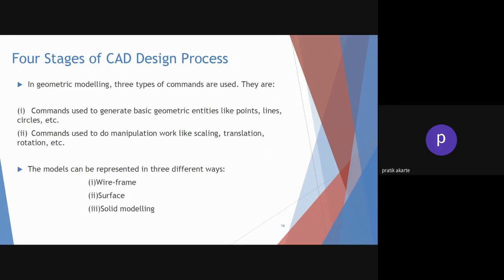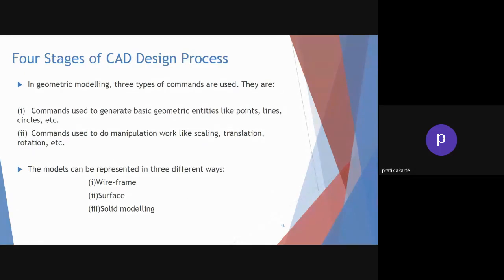In geometric modeling, there are three types of commands used, and this is very important to know as far as the basics of CAD are concerned. The first type generates basic geometric entities: points, lines, and circles. If you go through any geometric modeling software, these basic entities are ready-made for you: create a point, create a line, create a circle, create a rectangle, create a square, or create a polygon. All these commands are used.